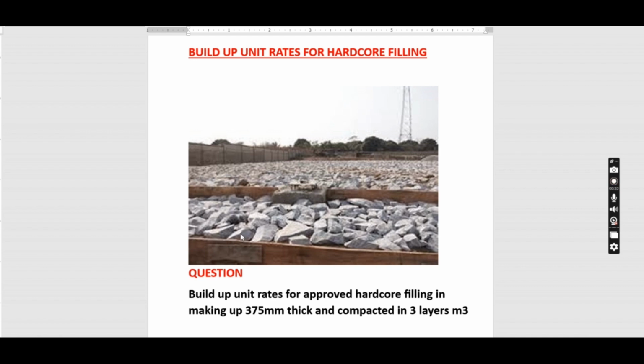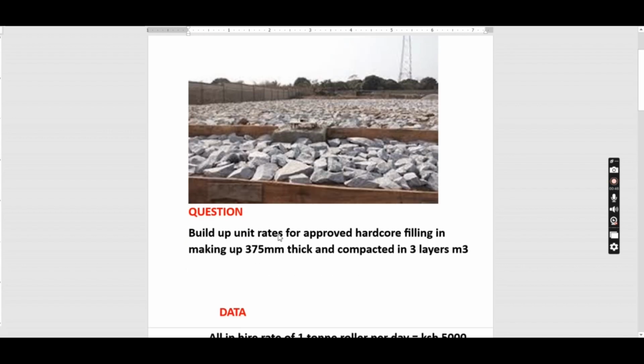of that unit item. So in this video today, we want to look at build up unit rate for hardcore filling. Remember, we place hardcore on our slabs, on our bed before doing the concrete slab. So we are building up unit rate for approved hardcore filling in making 375 millimeter thick, and it's compacted in 3 layers, and we are doing the unit rate in meter cubic.